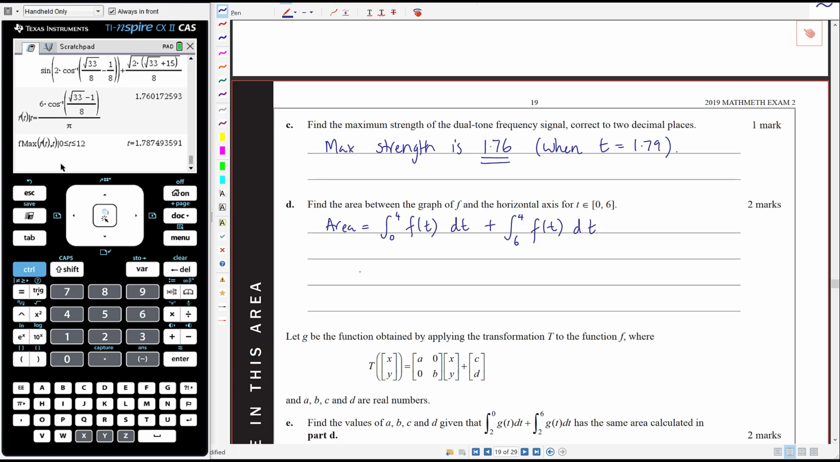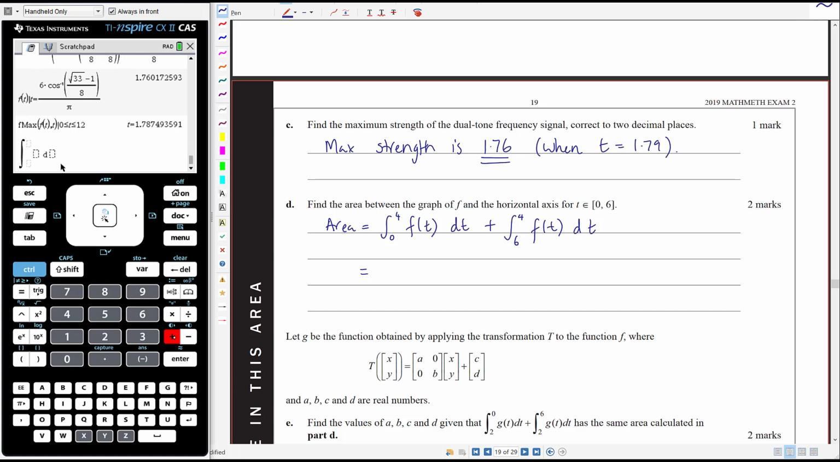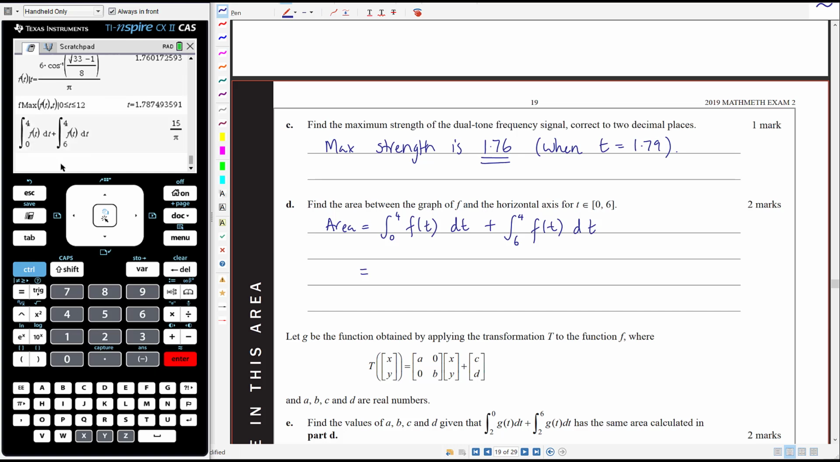Okay. So it doesn't tell us to round, so we should get an exact answer from this. So shift plus 0 to 4 of f of t dt, plus shift plus again 6 to 4, or you would have had it as minus the integral from 4 to 6 of f of t dt, and we get 15 on pi. 2 marks there, so make sure you show the integrals that you've calculated to find the area and then actually give the area.